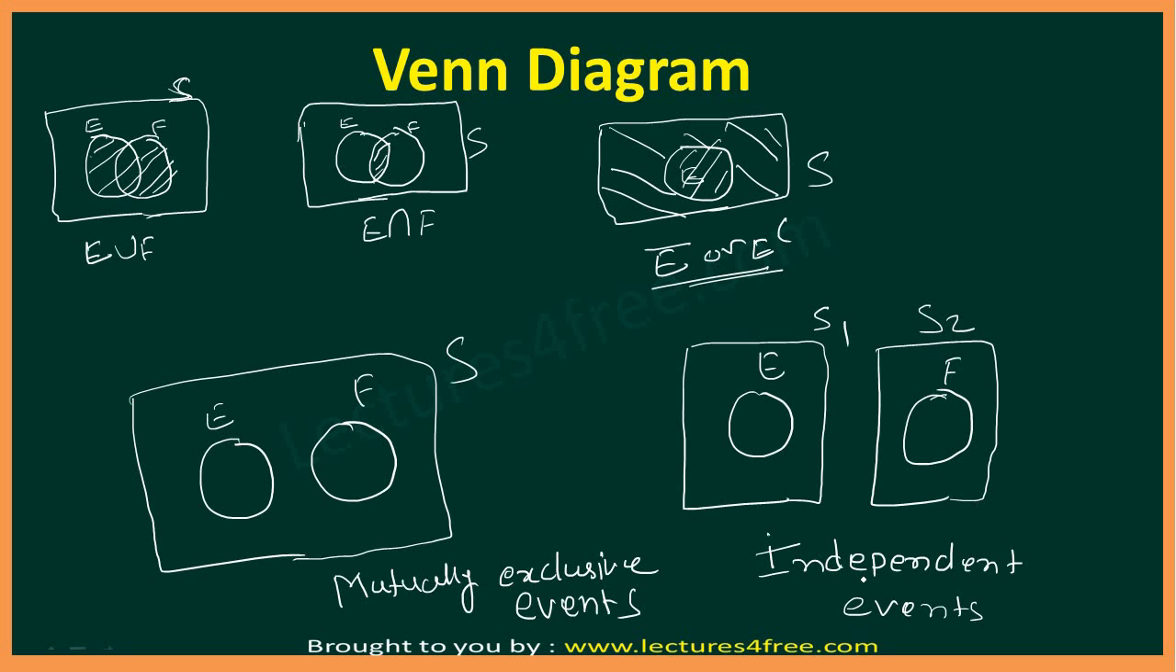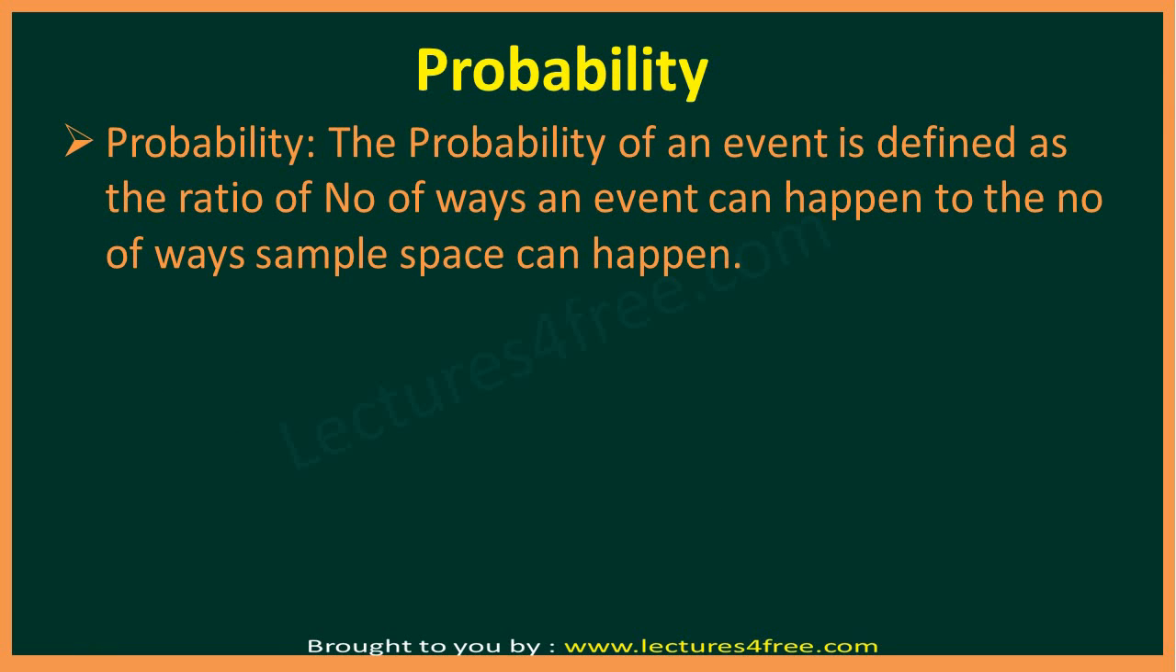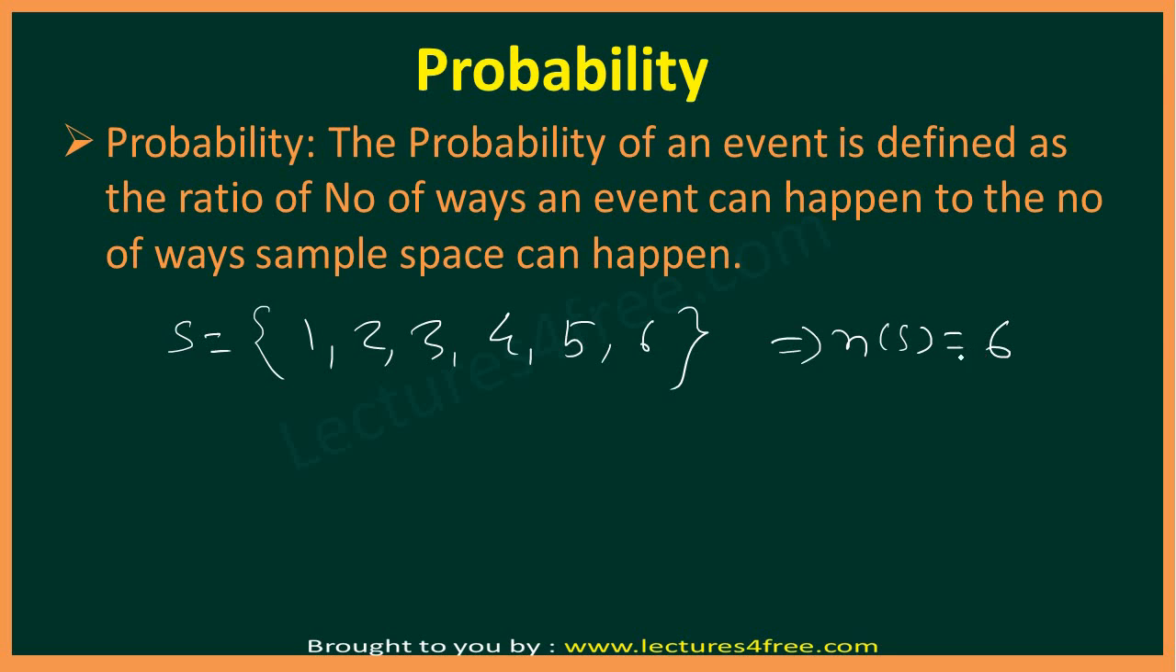Now let's see the definition of probability. The probability of an event is defined as the ratio of the number of ways an event can happen to the number of ways the sample space can happen. I think it's clear. Let's suppose our sample space is 1 2 3 4 5 6. The number of outcomes in the sample space is 6. This is the sample space for rolling a die.